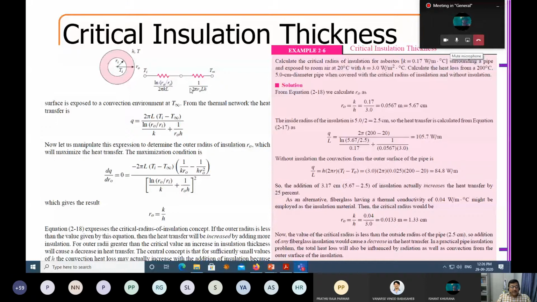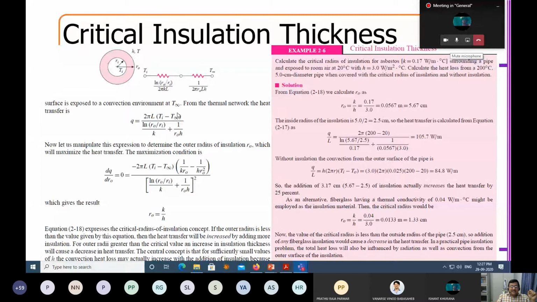So this R0 for this system is K by H. It's a very simple system that has been taken, that is K by H. K is the thermal conductivity of the insulation and H is the heat transfer coefficient of the surrounding fluid. Now what is the outcome?